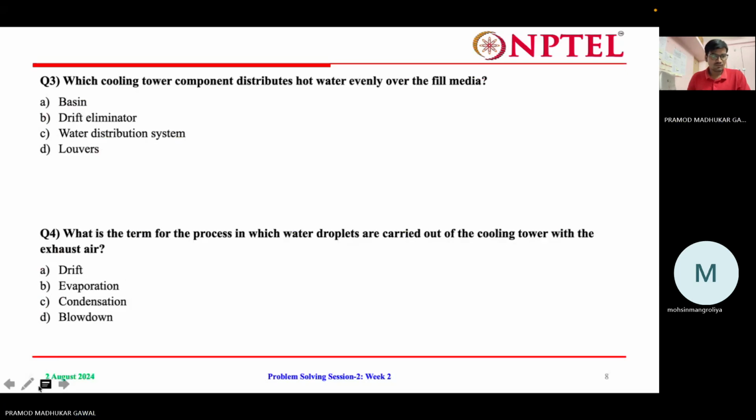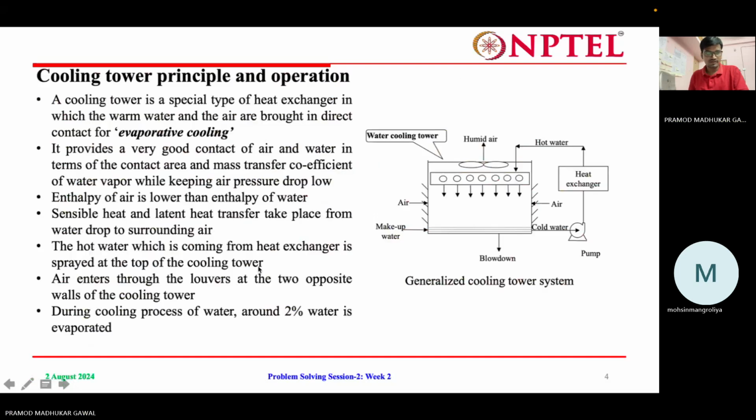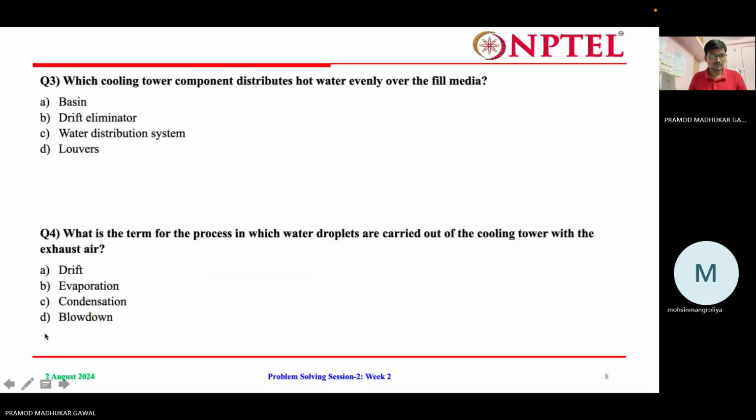Question 3: which cooling tower component distributes hot water evenly over the fill media? In cooling towers, this is called the water distribution system. So this question asks which cooling tower component distributes the hot water evenly over the fill media, right? So option C.